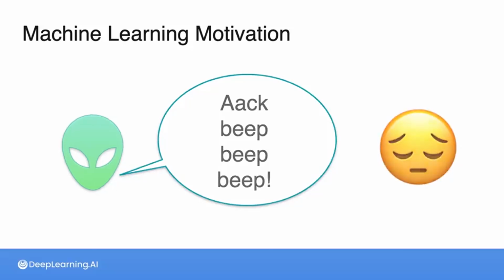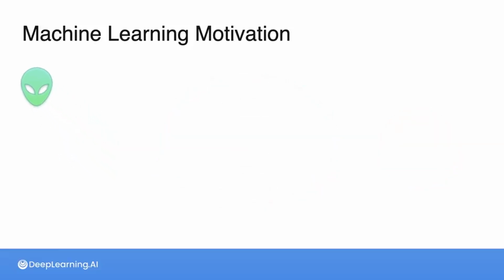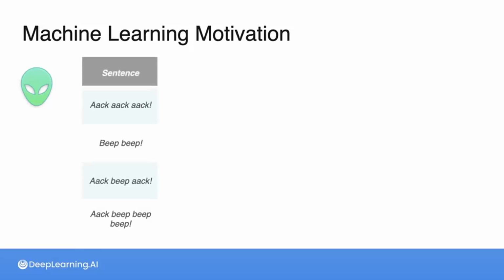So the idea is that you don't necessarily want to learn the alien language because it may be too hard, but you want to be able to tell if an alien is happy or sad. So let's look at the data set. So these are the 4 sentences. Ak, ak; ak, beep; beep, ak; beep, ak; and ak, beep, beep, beep.